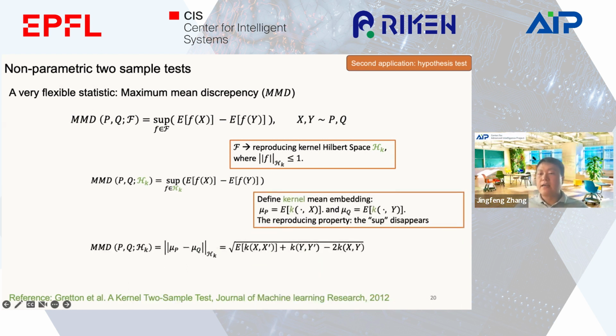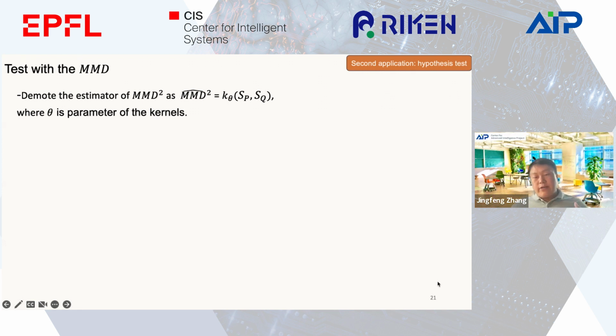Then we define the kernel mean embedding to embed the distributions into an infinite dimensional feature space. This allows us to compare and manipulate the distributions using dot products. And due to the reproducing property in RKHS, we can make the sup disappear and use the kernels to calculate and compare two distributions. If the MMD equals 0, the two distributions are the same. We can actually use many different estimators to estimate the MMD.